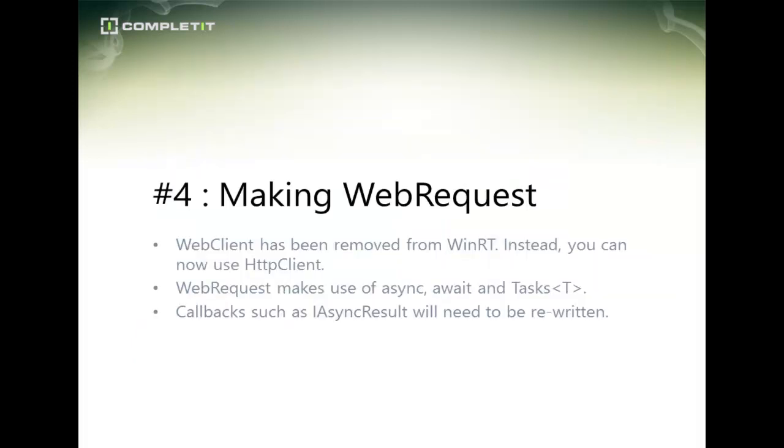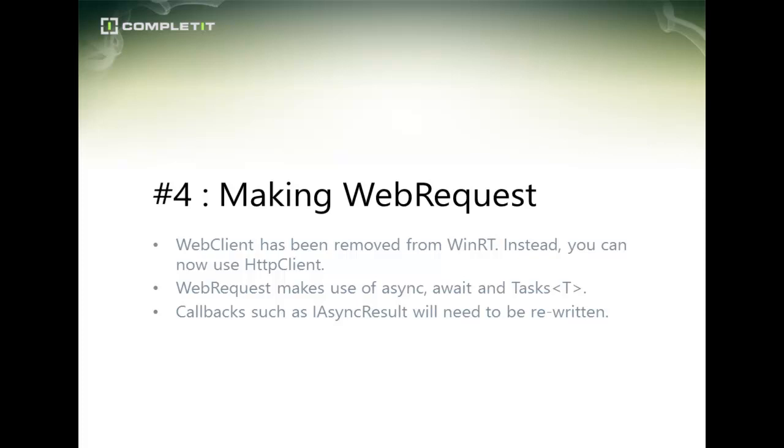So we're already on number 4, which is making WebRequest. When I first started doing a conversion from a Silverlight 2 application to WinRT, I hit this instantly. So hopefully I can save you some of the pain points that I experienced. The first one is that WebClient has been removed from WinRT. Instead, now you use HttpClient. So keep HttpClient in mind here.